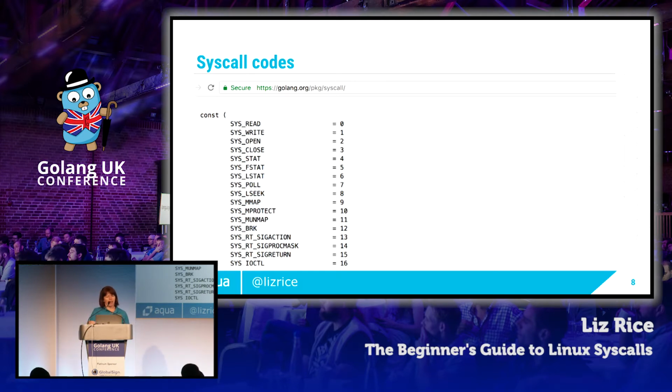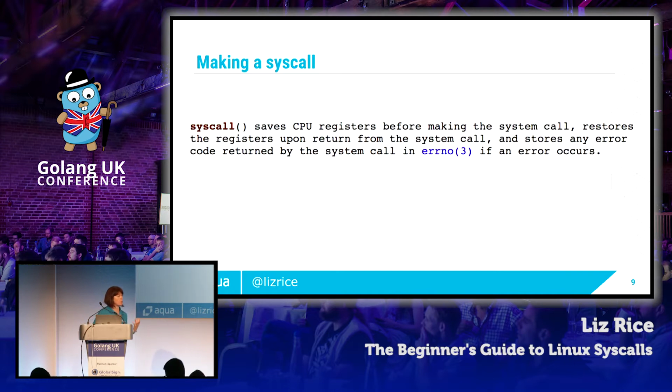So, system calls, what happens when you call that syscall function? So we go and look at the man page, and it tells us that syscall saves some CPU registers before making the system call, and it restores the registers when the system call returns. And it tells us a bit about error handling, but there's a big gap there between before the system call and the returning from the system call. So I'm not really satisfied with that explanation. Let's go and find out what is actually happening in the meantime.